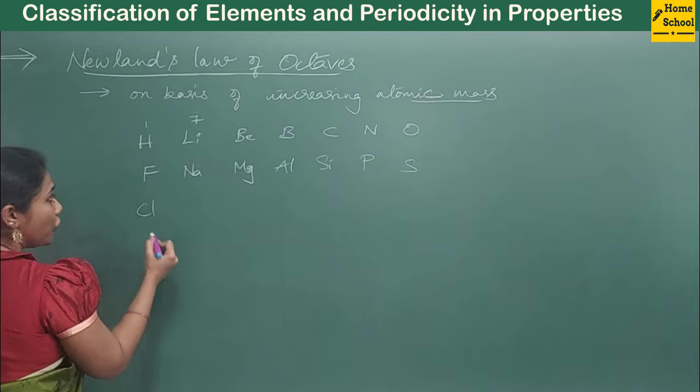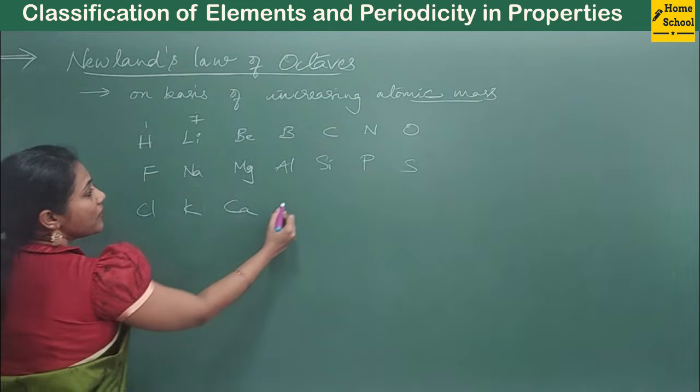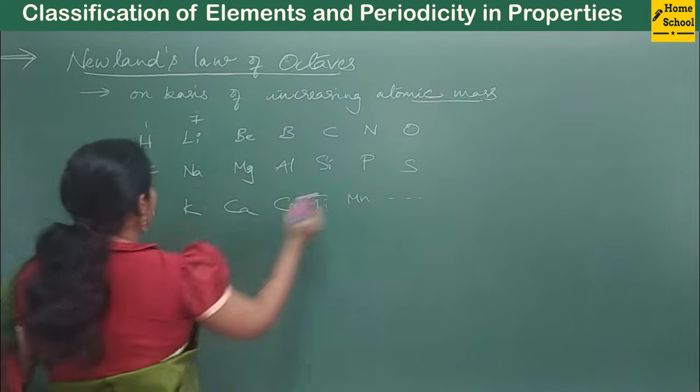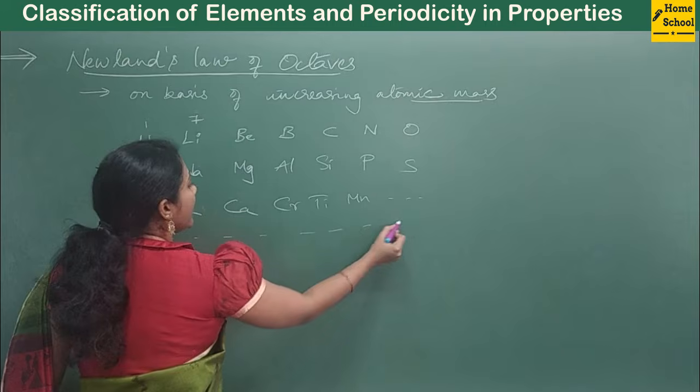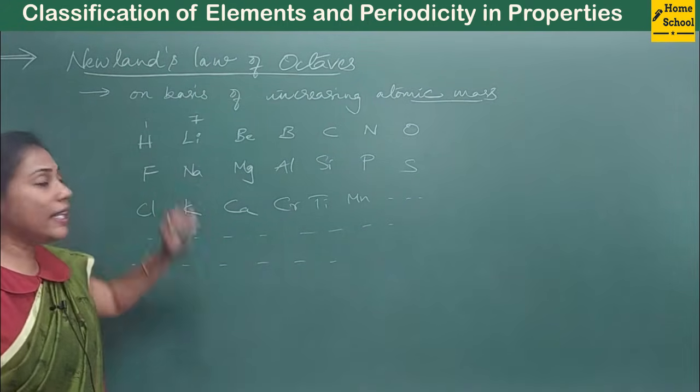Then he arranged chlorine here. After that potassium, okay, calcium, chromium, titanium, manganese, and he went on like that. Okay, so this is how he arranged the elements based on atomic mass.